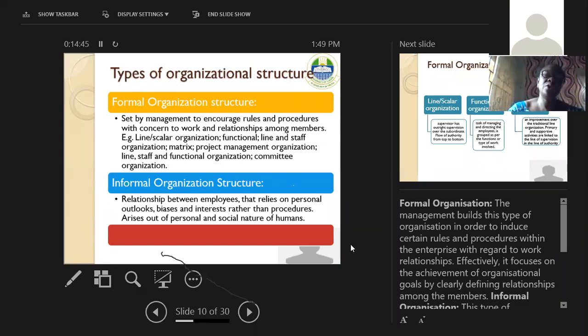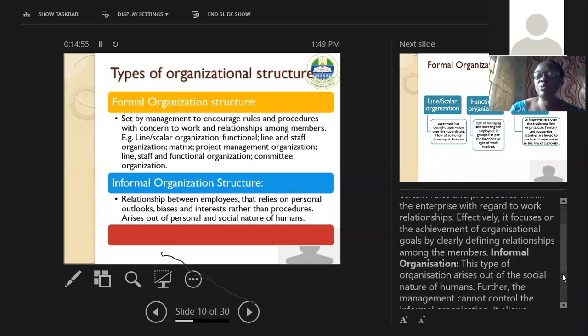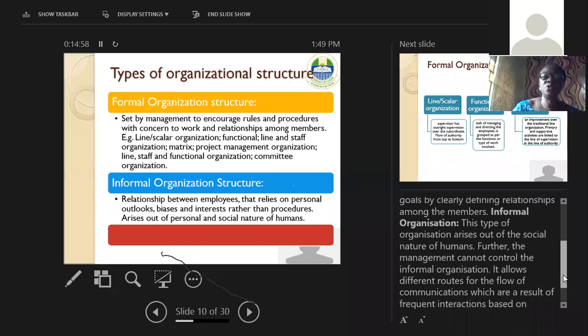Whereas the informal organizational structure looks at the relationship between employees over a period of time. When people work together, they begin to understand themselves, because of the social nature of humans. It's possible you begin to jive with somebody very well who may not necessarily be your direct boss, but you find something in that person, of course, given your prejudices or your biases or what you feel about the person and your interests. So it usually arises out of personal and social nature, most times formed through the formal organizations, okay?